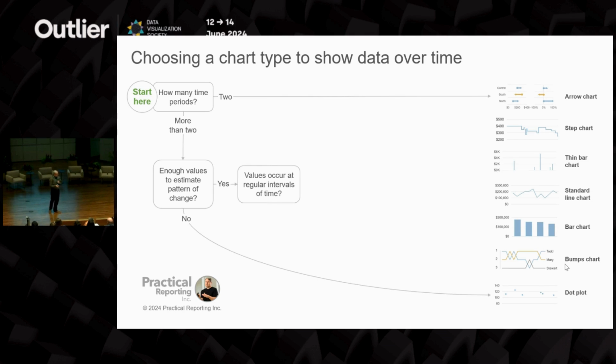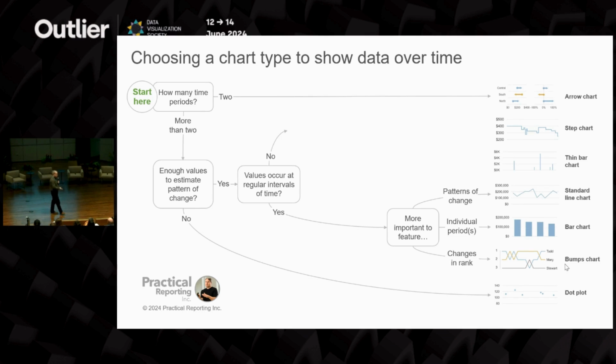Next question might be, do the values occur at regular intervals of time? And if they do, and it's more important to feature patterns of change, standard line chart. That's when that makes sense. Don't take pictures yet, I'm not done. Just wait a second, it's coming. But if we want to feature individual periods, well, then we should use a bar chart. Whereas if we want to show changes in rank, then we would use a bumps chart.